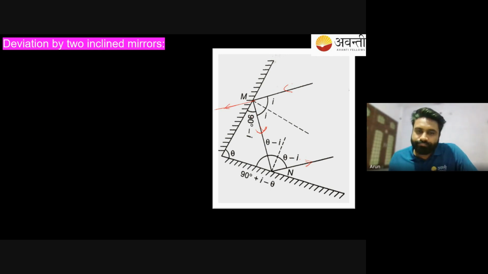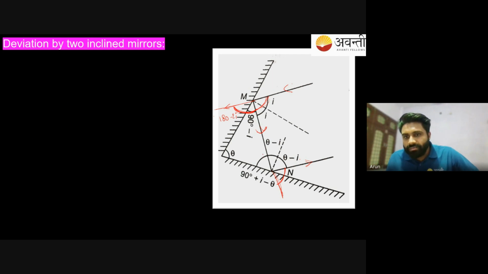How is deviation defined? Deviation is defined as the angle between the reflected ray and the incident ray without reflection. So this will be the angle. If this is 2i and this is the angle that we want to know, this total angle is 180. So this will become 180 minus 2i. This is the first deviation. Again, if you calculate this angle, it is theta minus I, theta minus I. This is the deviation that we have.